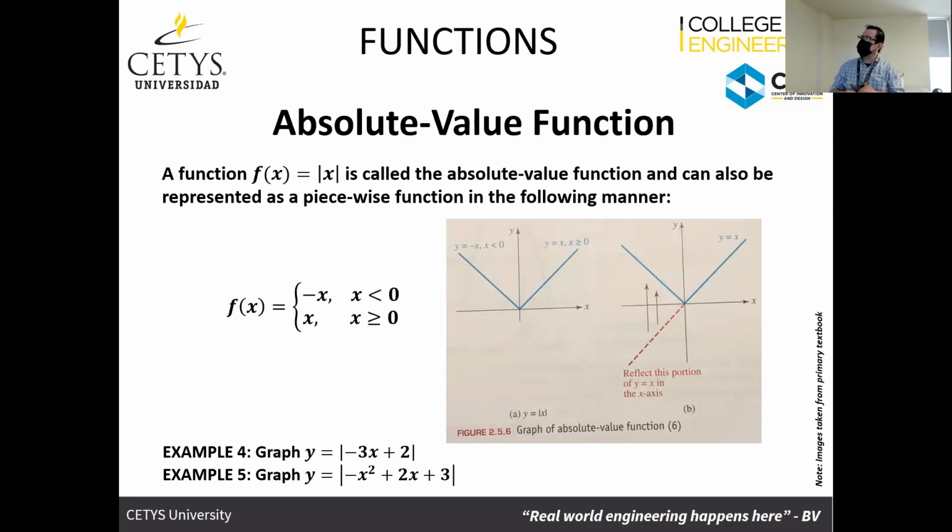So for example, if I have f of x equals the absolute value of x, the graph of that would be this one that we have here. Now, how do we get to that? Well, first, let's look at the base function. The base function would be f of x equals x.